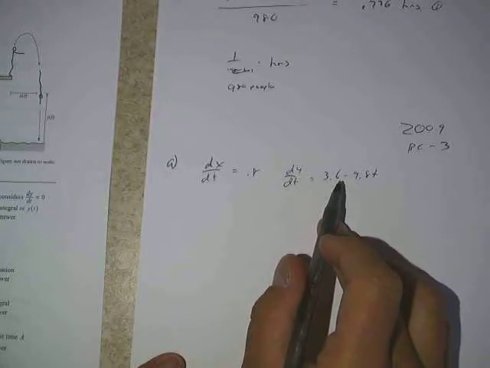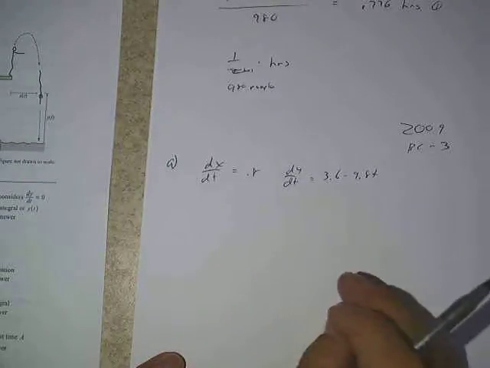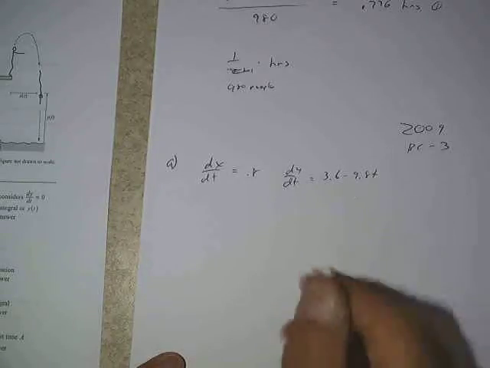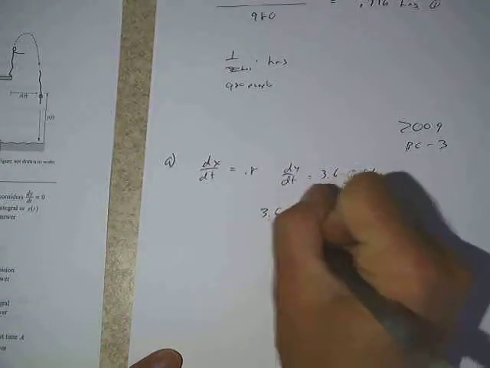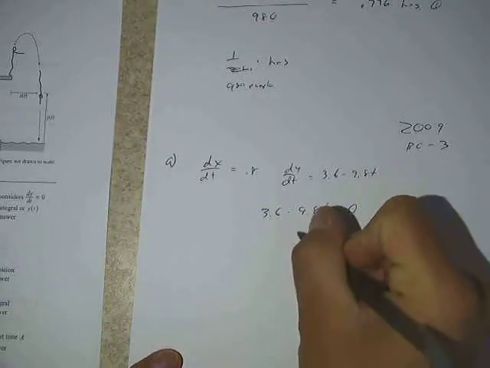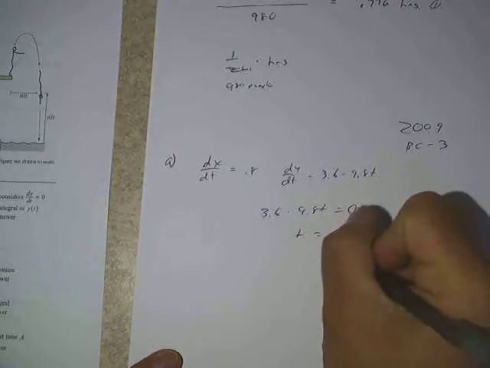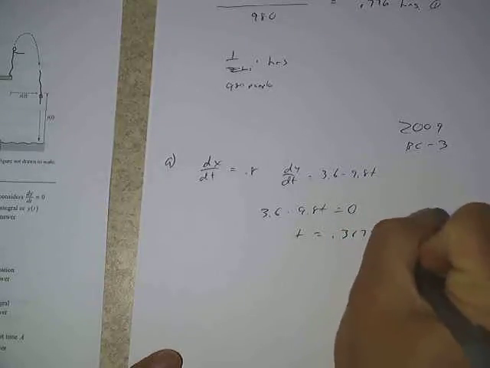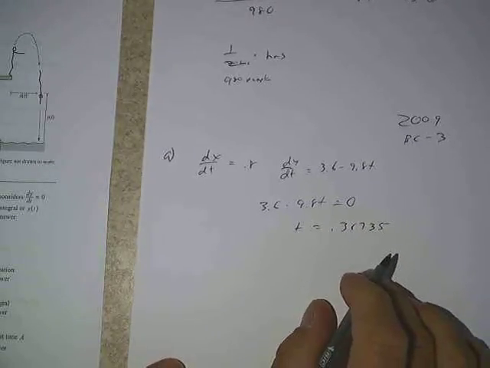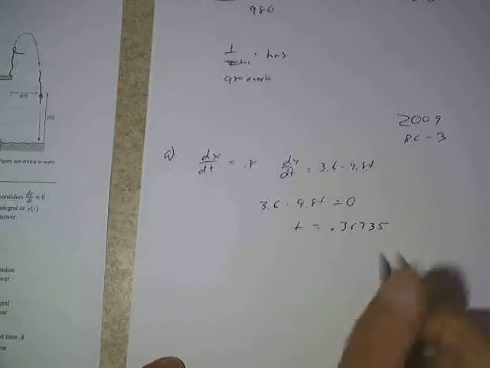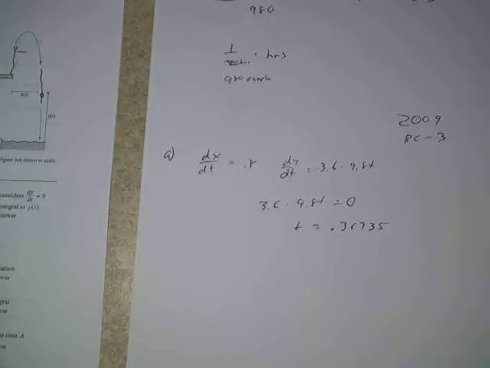Okay. And so in part A, it says find the maximum vertical distance from the water surface to the diver's shoulders. Ultimately, if we want to find that maximum distance, we want to know when the vertical velocity component is equal to 0. So if we set 3.6 minus 9.8t equals 0 and solve that, we're going to wind up with 0.36735.